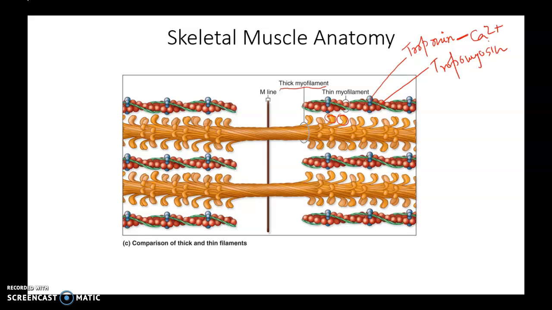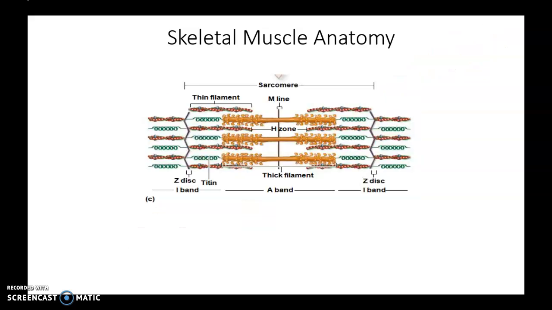Okay, so to review, we have the thick filaments in yellow here and the thin filaments in red. The thick filaments are made up of myosin and the thin filaments are made up of actin protein. Good? All right, moving on.